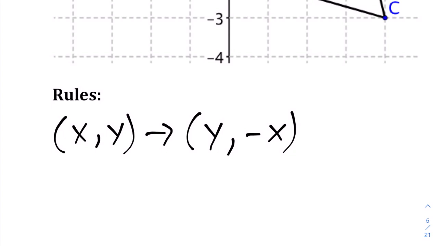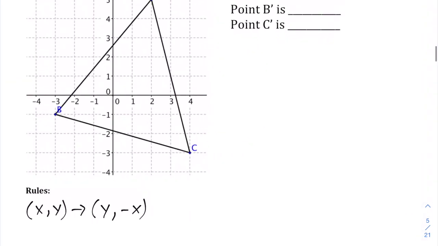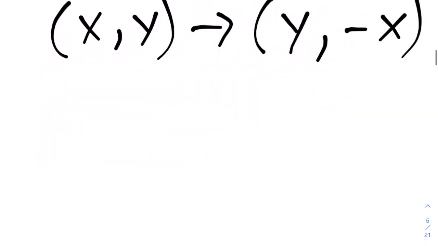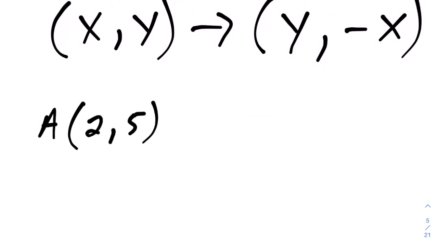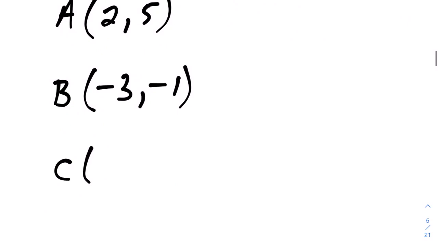We are now going to locate our pre-image coordinates. So for A, B, and C, A is located at (2, 5). B is located at (-3, -1). And C is located at (4, -3).